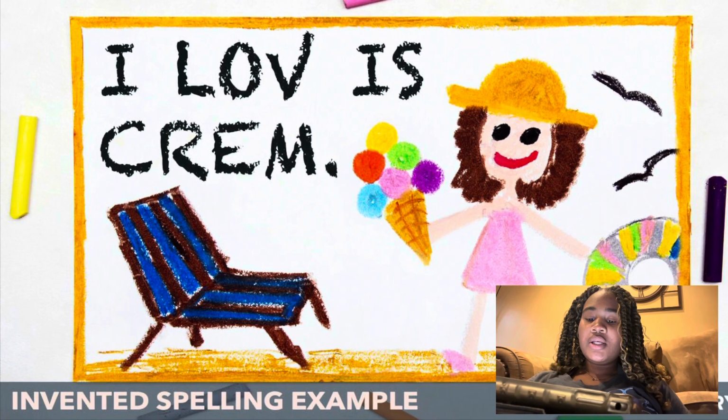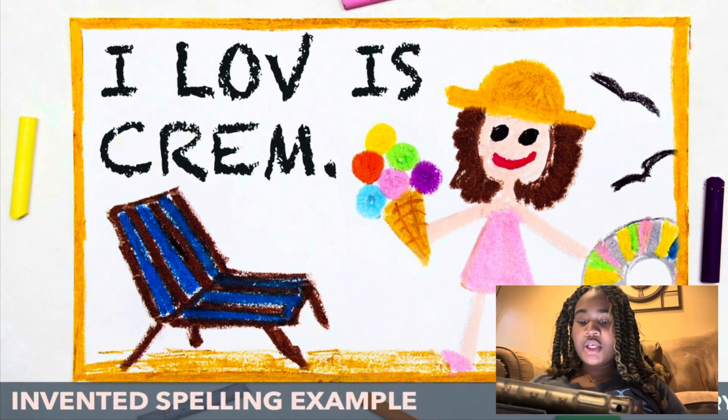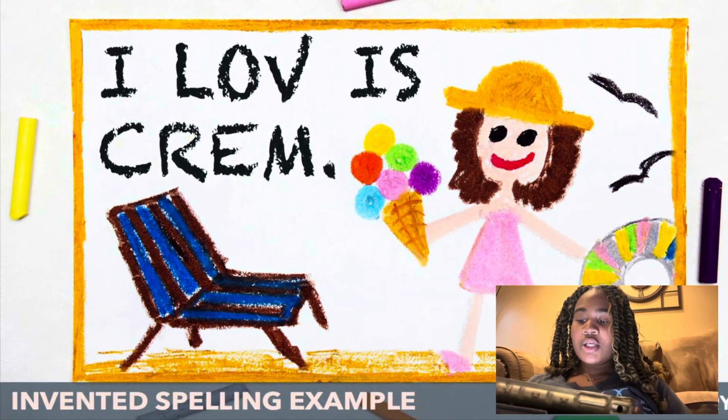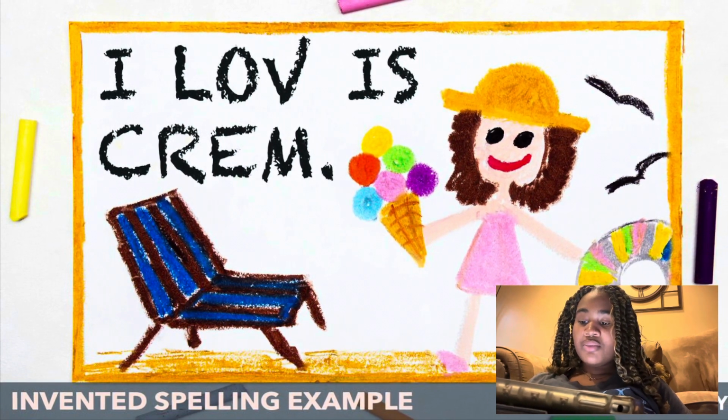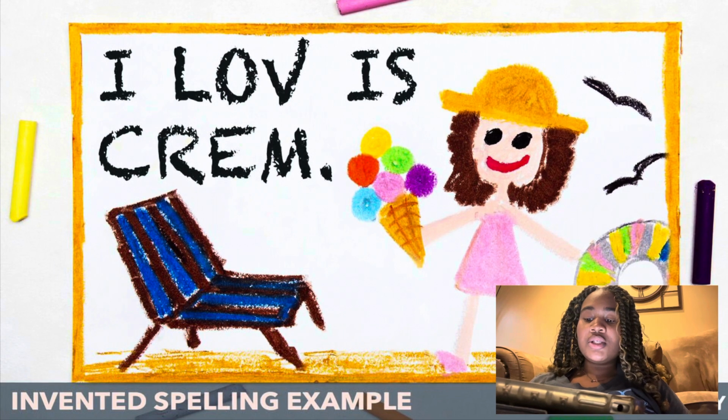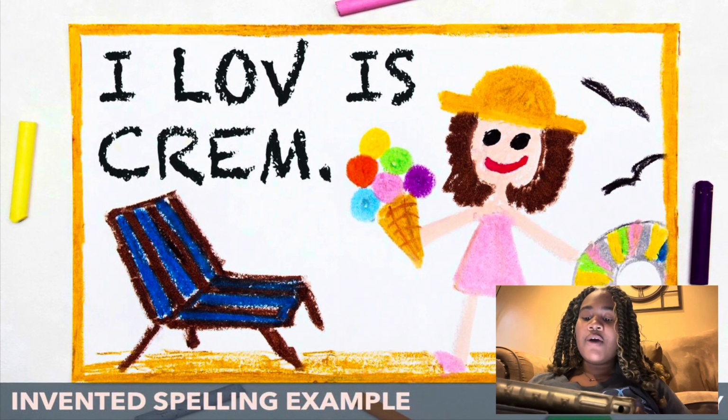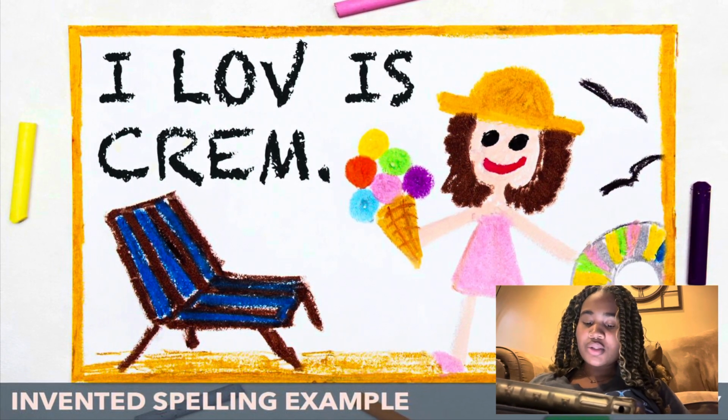Invented spelling is the next stage from emergent spelling. In the emergent spelling stage, students use scribble lines to express what they want to write. Invented writing happens when the student is starting to develop sentences but still has misunderstanding of certain words.